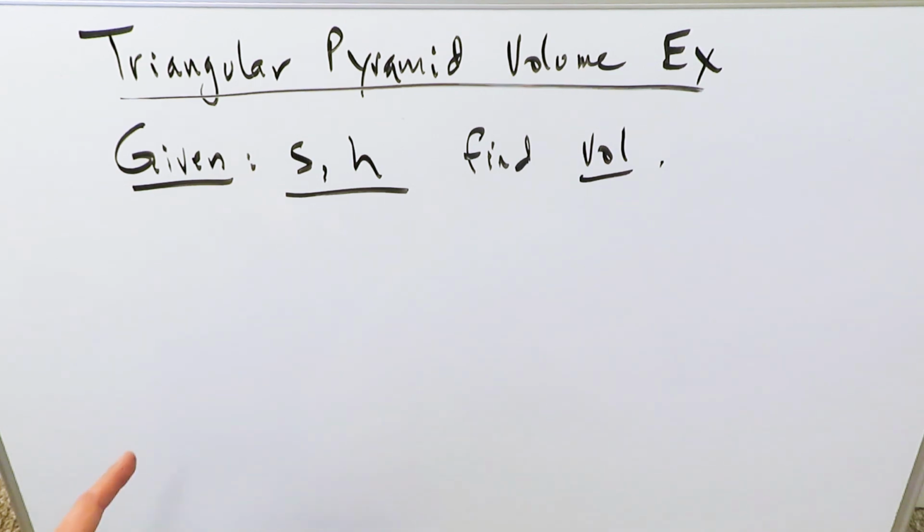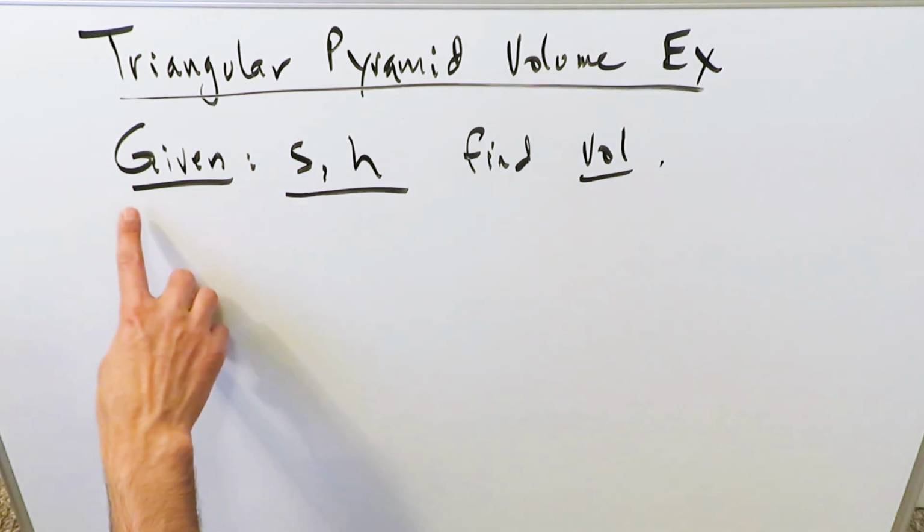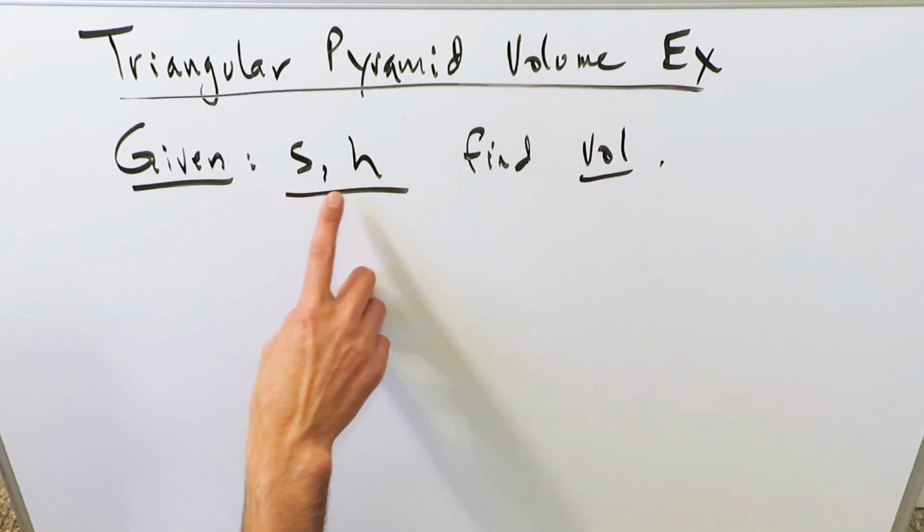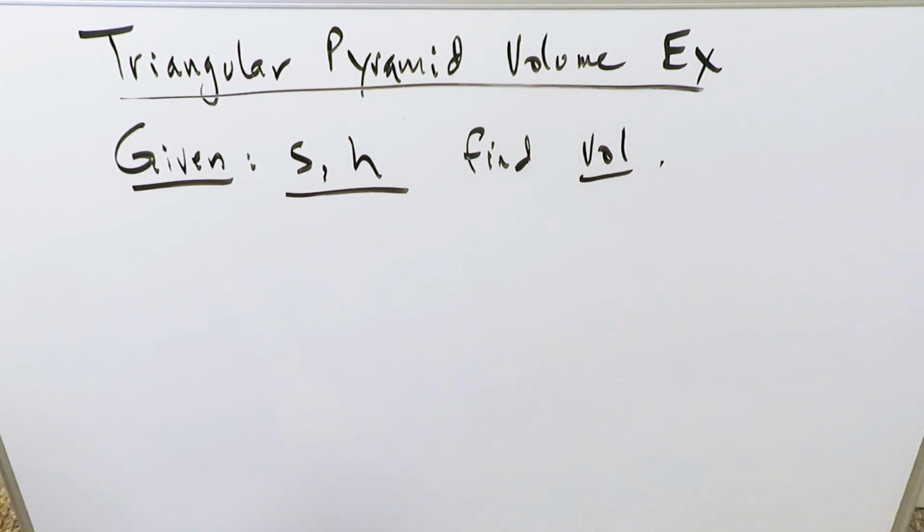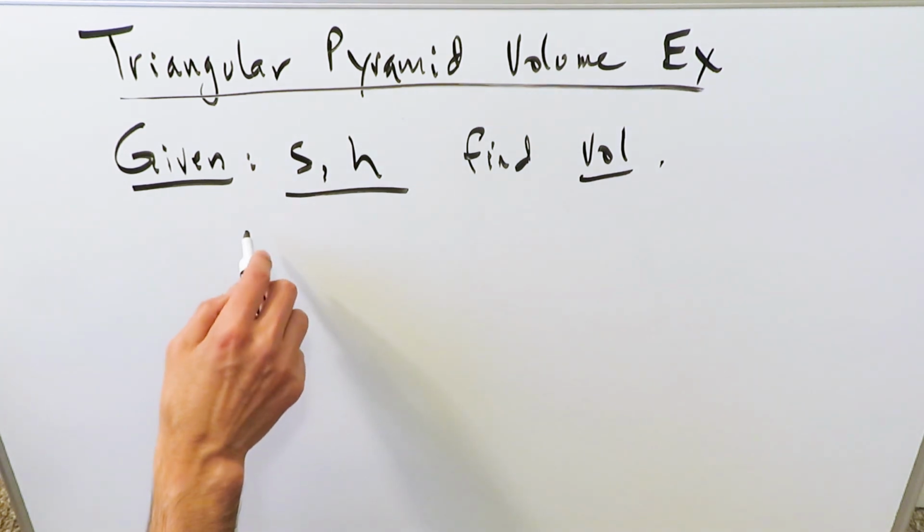I'm Mr. Ish. We are looking here at a triangular pyramid volume exercise. It is a result of an inquiry from a viewer. The question was this: if I'm given the S, I'm given the H, how can I find the volume of a triangular pyramid? Before we talk about the S and the H, consider this important aspect.